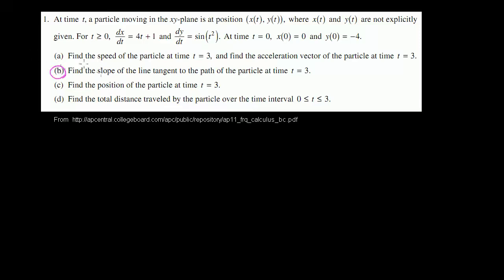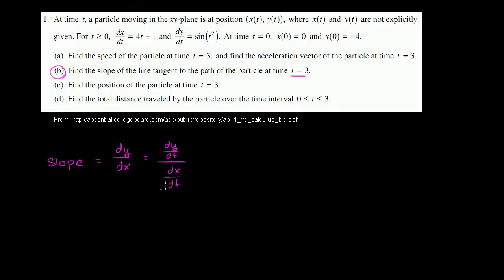Part B. Find the slope of the tangent line to the path of the particle at time t is equal to 3. So the slope of the tangent line is just going to be equal to the rate of change of y with respect to x at that point. And this is the same thing as dy dt over dx dt.